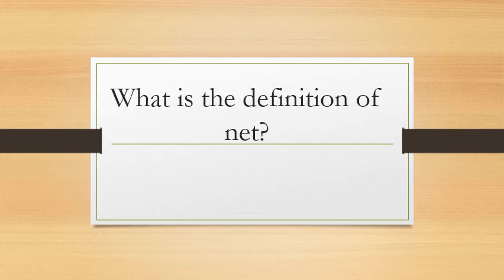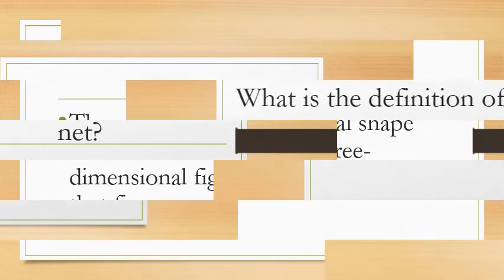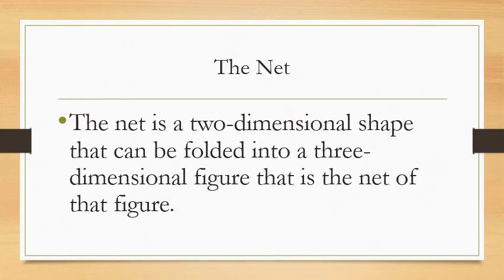So it says here, what is the definition of net? Teacher has a definition and she will read it to you, so it can also become your definition as well as my definition. The net is a two-dimensional shape that can be folded into a three-dimensional figure. That is the net of that figure.